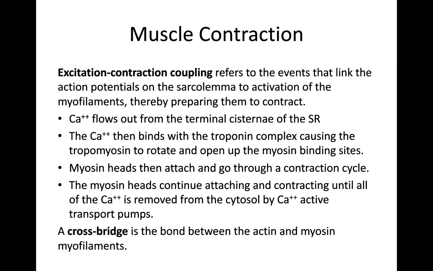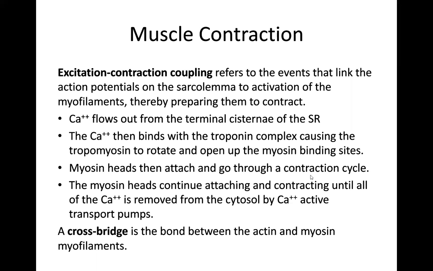And then we talked about this the other day, but you're going to get to see it here in the next couple slides. Calcium binds to troponin. Remember, troponin is on the thin filament that helps move the tropomyosin out of the way, opening up the myosin binding sites on the actin. Myosin heads then are able to attach, forming what's called a cross bridge. I used this term the other day. A cross bridge is just the bond between actin and myosin. So in other words, where the myosin heads are attached to the actin. With myosin heads attached, they go through the contraction cycle.